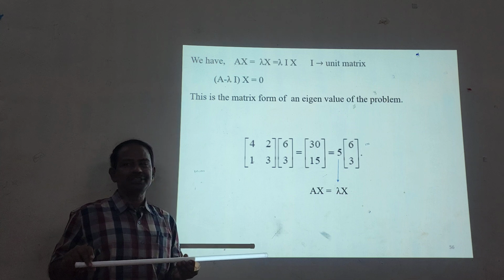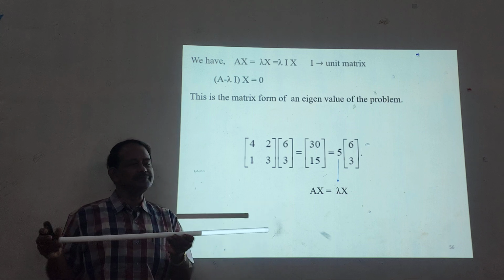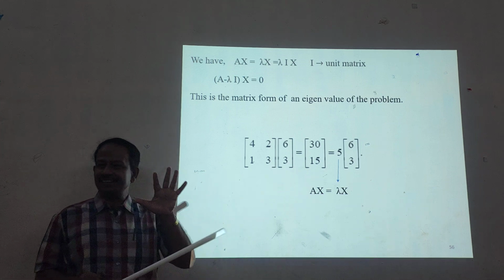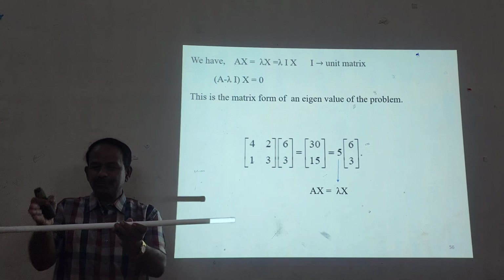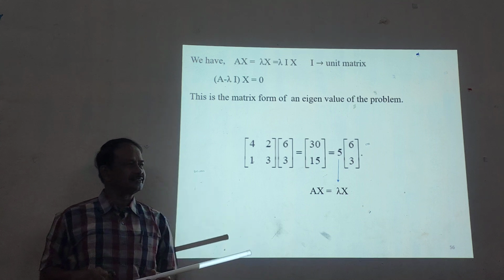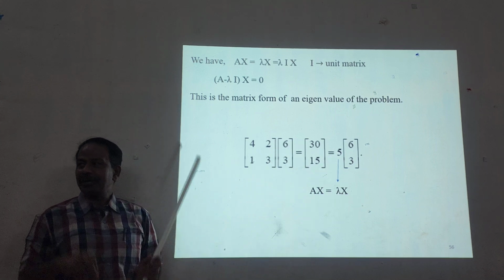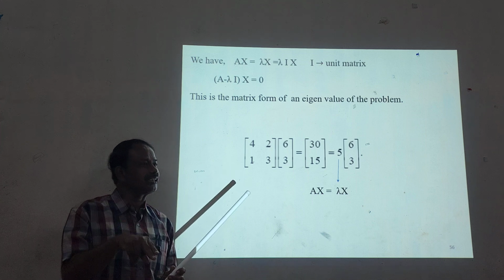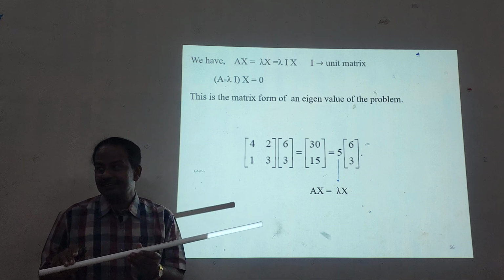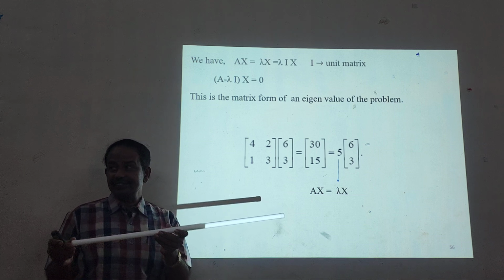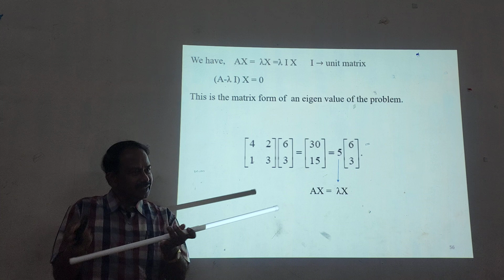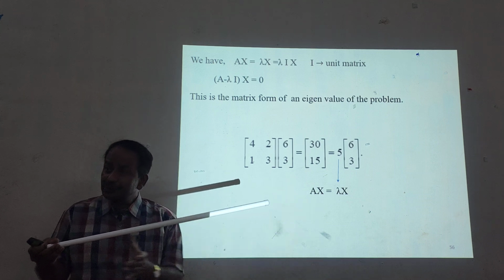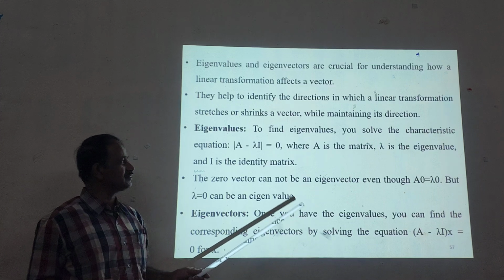So what does it mean? Whenever you have a linear transformation from one system to another, it will enlarge the vector 5 times. So the eigenvector represents the direction, and the eigenvalue gives you a scaling factor: how many times it enlarges. Not only enlargement, it can also shrink, it can reduce. Not only will it increase, it will also decrease, so the scalar factor can decrease.